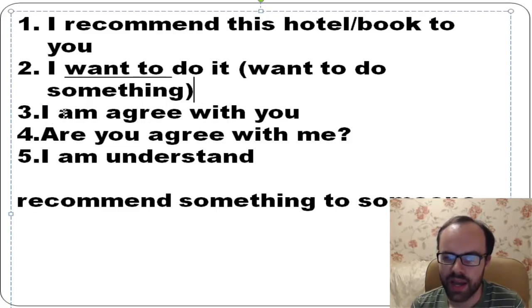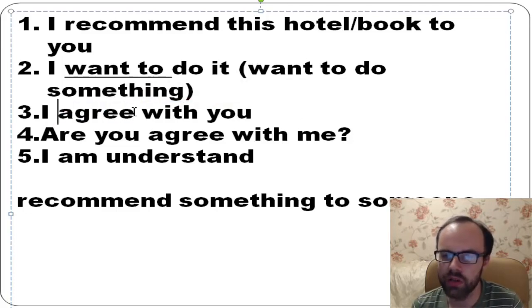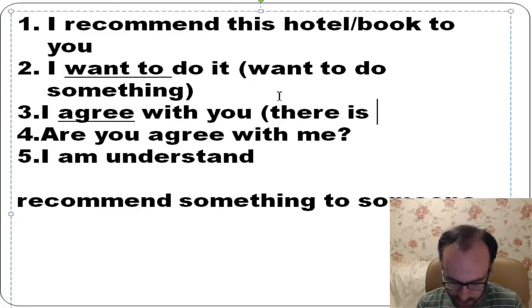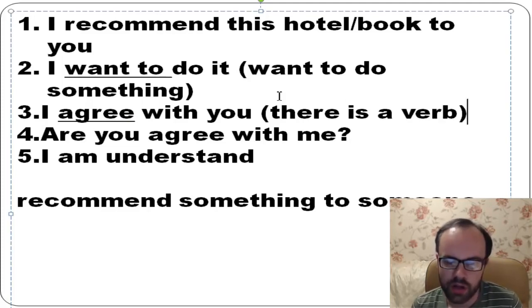Next, I am agree with you. Do you see the mistake? How to say it correctly? You see, there is a verb, agree. If there is a verb, you don't use the form of to be. Only I agree with you, only this way. Not am, because you have a verb. Next, are you agree with me?